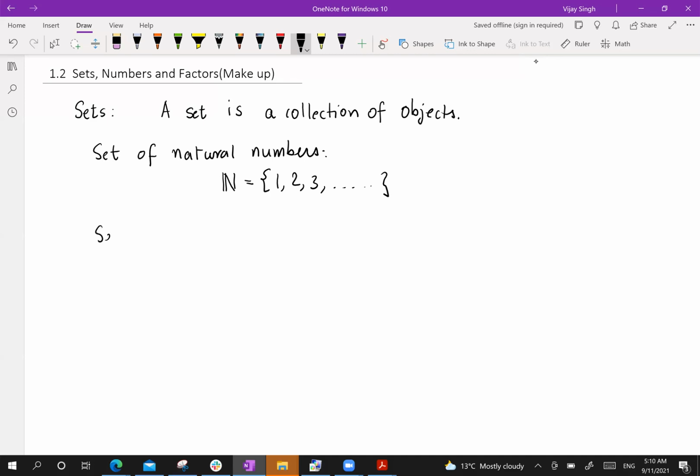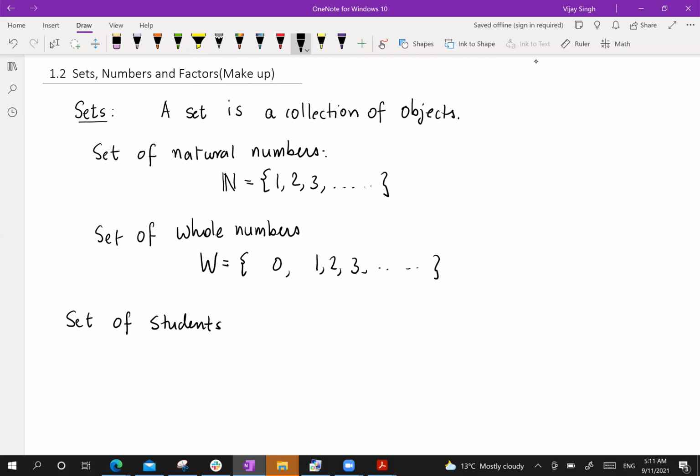Similarly, we have the set of whole numbers, represented by W. This is essentially natural numbers along with one extra element, 0. So a set is a way to combine objects which we are interested in, right? Say, for example, the set of students in this class. Then I will list all the students' names, and this would be a finite set, because the size is finite. And this set is of infinite size.